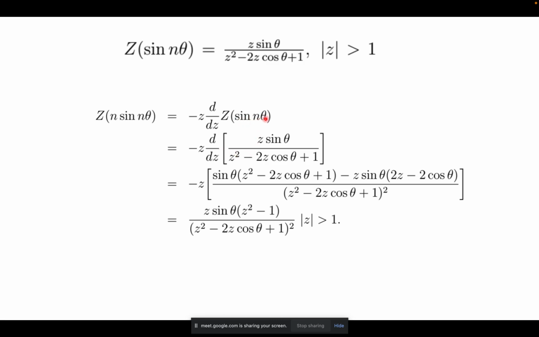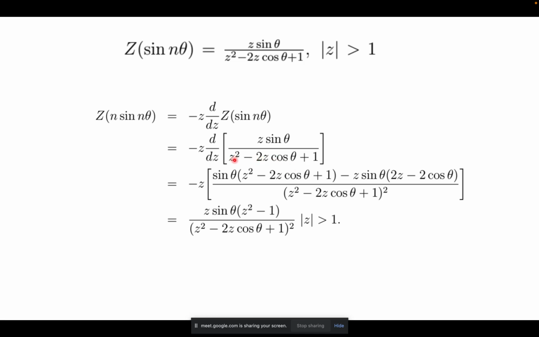Now we already know the z transform of sin nθ, so we rewrite this equation by replacing it. The z transform of sin nθ can be written as z sin θ upon z² - 2z cos θ + 1, right? Now you see in this equation, you need to take the derivative of the whole function with respect to z. θ is not a function of z, so in order to do the derivative of this, you can use the quotient rule.